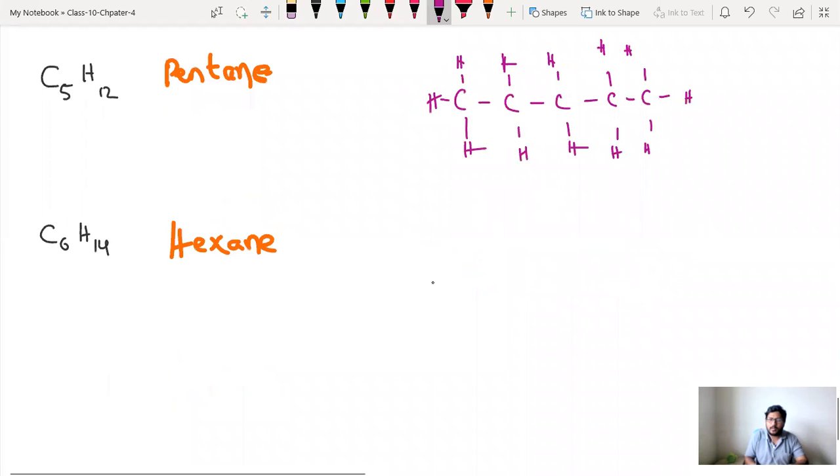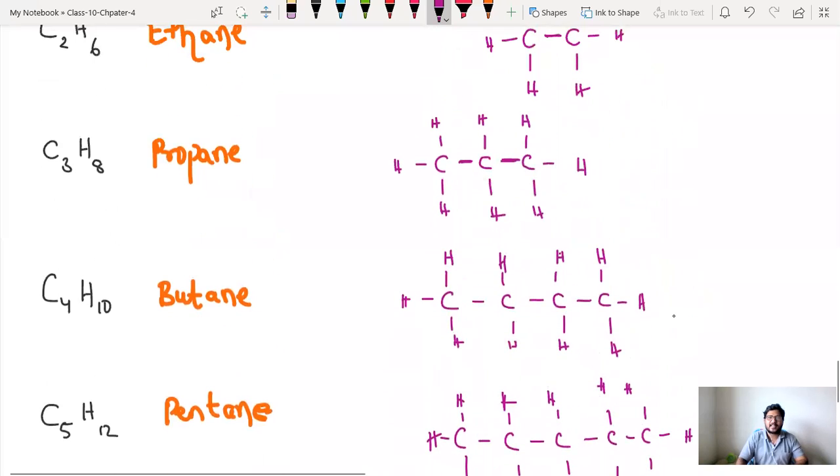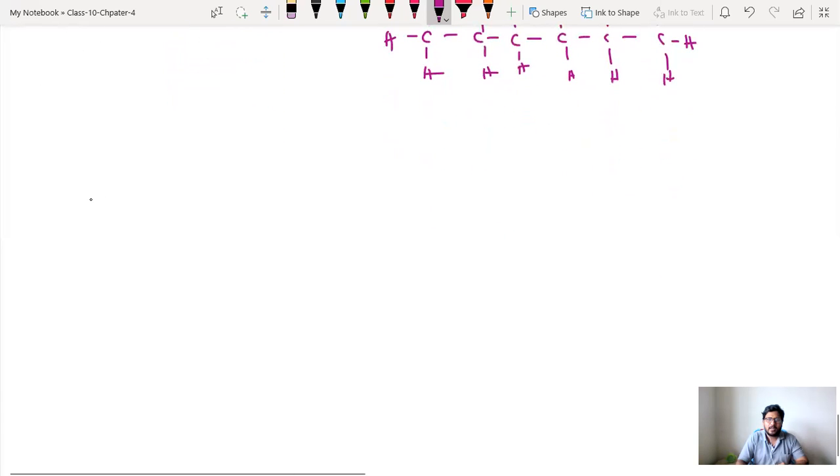Next for C6H14, 1, 2, 3, 4, 5, 6 carbons, then bonds. Then valencies 2, 3, 4, 2, 3, 4, 2, 3, 4, 1, 2, 3, 4. How many hydrogens will we get? 14. 1, 2, 3, 4, 5, 6, 7, 8, 9, 10, 11, 12, 13, 14. Like that you have to draw structures. Same, we can represent for alkene, alkyne. This you have to be somewhat careful.